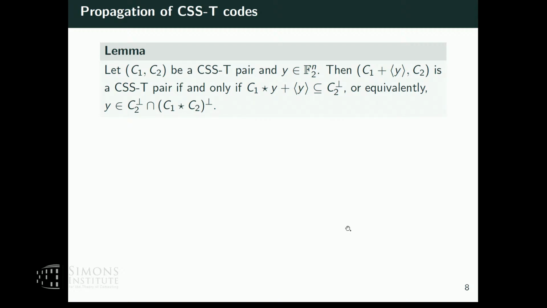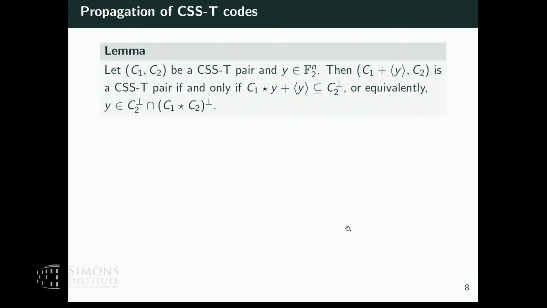All right, so suppose we have a CSS-T pair and some binary vector y, then we can get a new CSS-T pair by increasing C1 by taking the smallest code that contains both C1 and y. So we've made the bigger code bigger. This will be a CSS-T pair if and only if the product of C1 with y, and the code generated by that and y, is in the dual of C2.